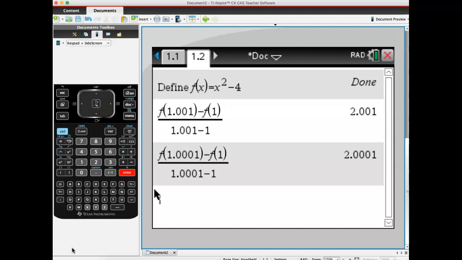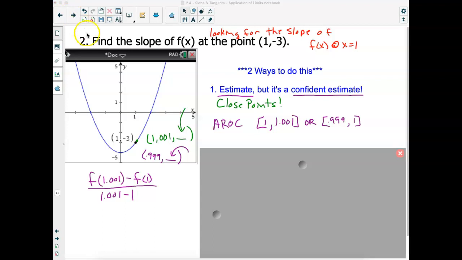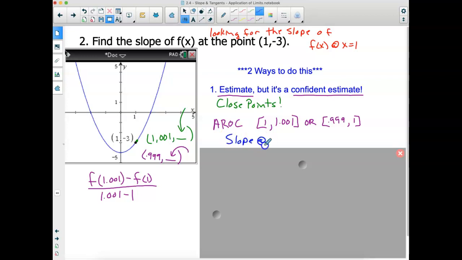So, boy, by golly, it certainly seems to me that my slope at the point 1, -3 is 2. Sure looks like my slope is going to be 2 right at that point, approximately. Again, it's a confident estimate. We can see the closer to 1 we get, the closer to 2 it's getting. So we can make that, okay?